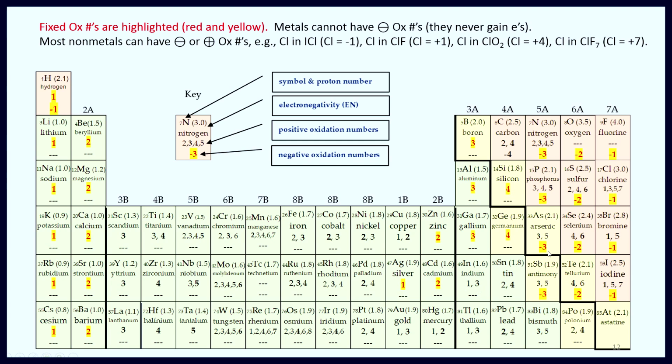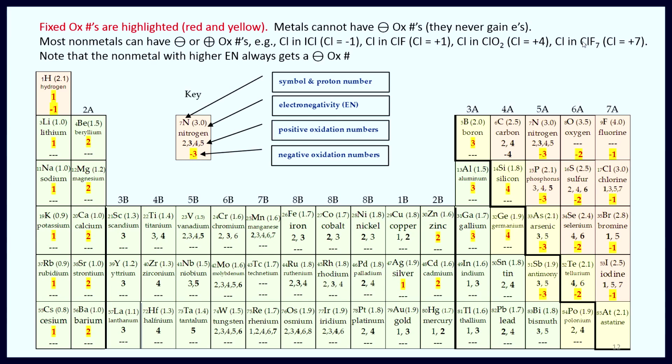Now you'll notice, however, that most nonmetals can have negative or positive oxidation numbers. For example, chlorine in the compound ICl has a negative oxidation number of -1, but in ClF, it has an oxidation number of +1, and in ClO2, chlorine's oxidation number is +4, and in Cl2O7, it's +7. Only one possible negative oxidation number for anions, but often multiple possible positive oxidation numbers.